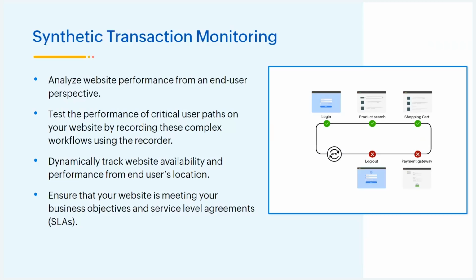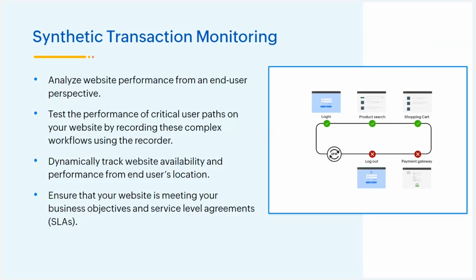So you can test the performance of critical user paths on websites by recording complex workflows using Web Transaction Recorder. For example, let's consider the process of navigating an e-commerce website, logging in, searching for a product, adding it to the cart, proceeding to the payment gateway, and logging out. Synthetic transaction monitoring allows you to record such complex workflows to keep an eye on important transactions happening on your website. If an error occurs during the logout phase or the payment gateway phase, it helps to identify these issues before the end users encounter them.